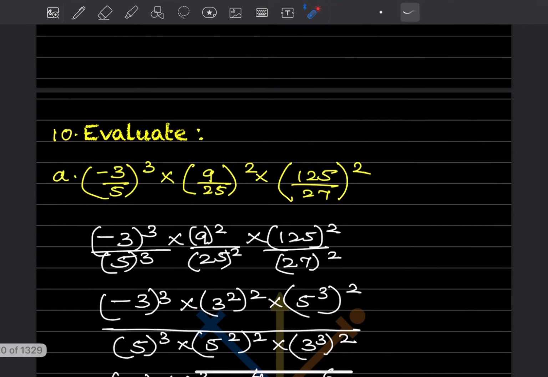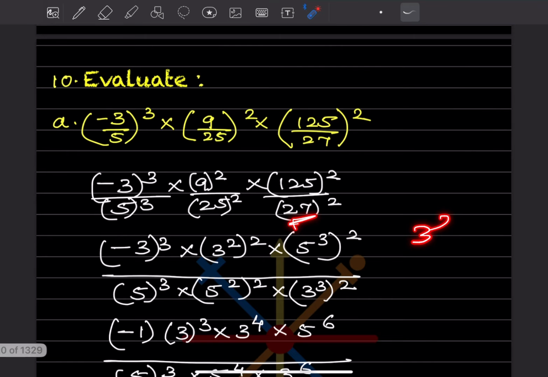Now here, evaluate. What we can do here is separate it first. We can write this minus here: 3 raised to 3 into this, divided by 5 raised to 3, 9 raised to 2 divided by 25 raised to 2. Again 125 raised to 2 and 27 raised to 2. First we'll write this the same. For 9 we can write 3 raised to 2, and this raised to 2. For 125 we can write 5 into 5 into 5, that will be 125 raised to 2. So this is going to be 5 raised to 2 raised to 2. For this one, 3 raised to 3 raised to 2.